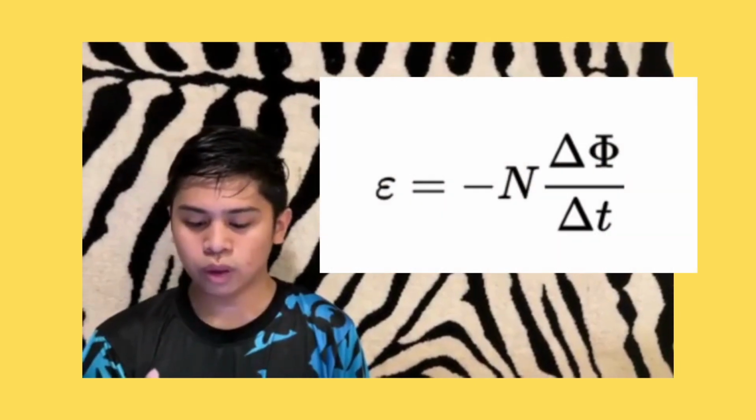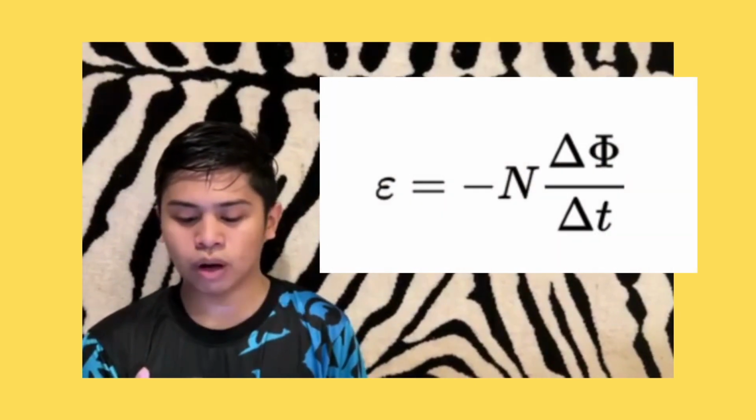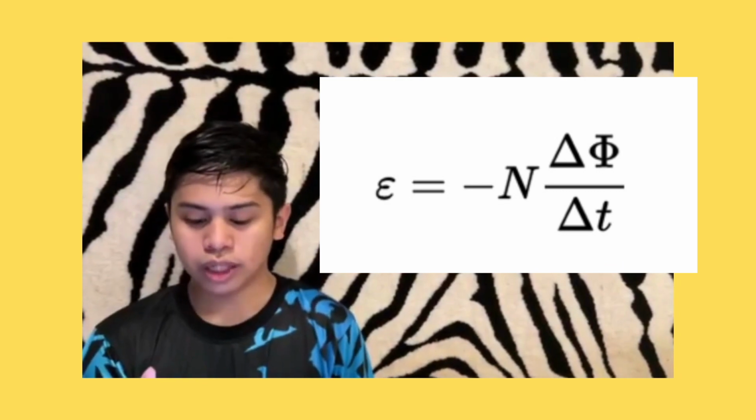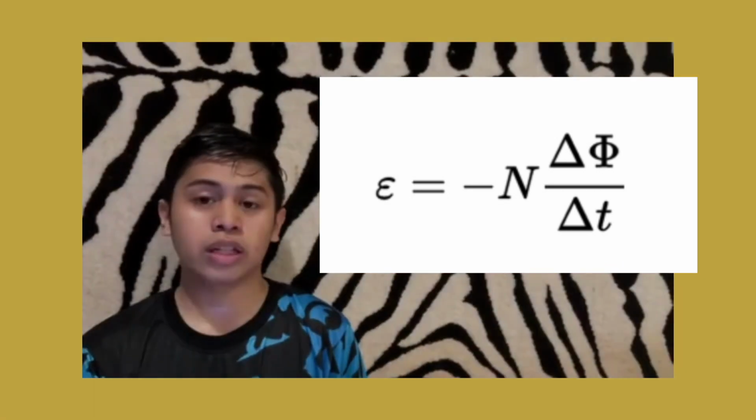The formula for the law of electromagnetic induction is as follows. Induced voltage is equal to negative number of loops times change in magnetic flux over change in time. Now that you know what the formula is, let us proceed to answering one of the sample questions. Are you ready? Because I am ready.